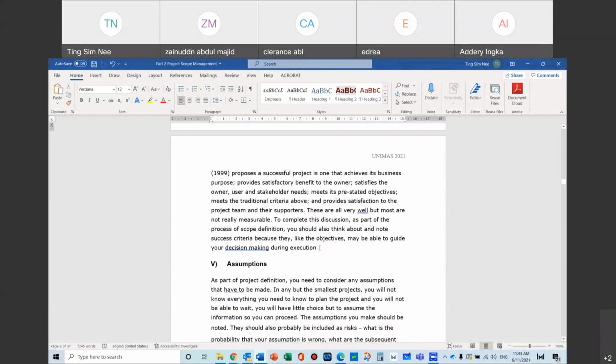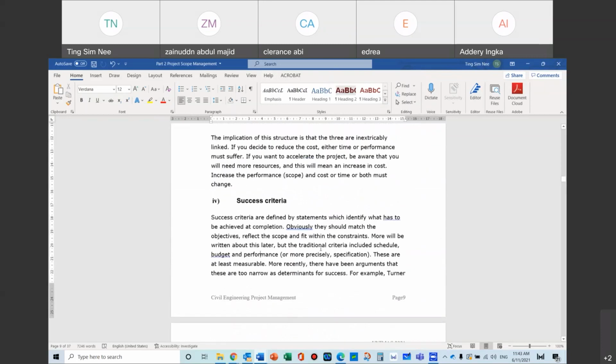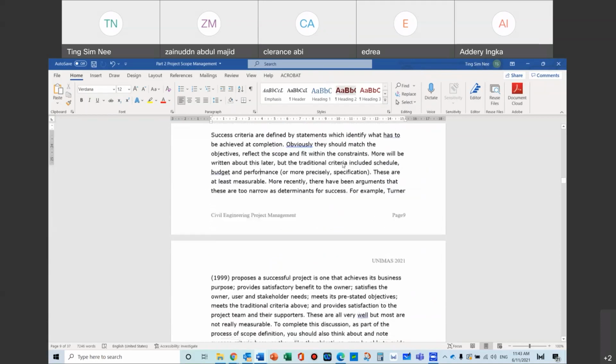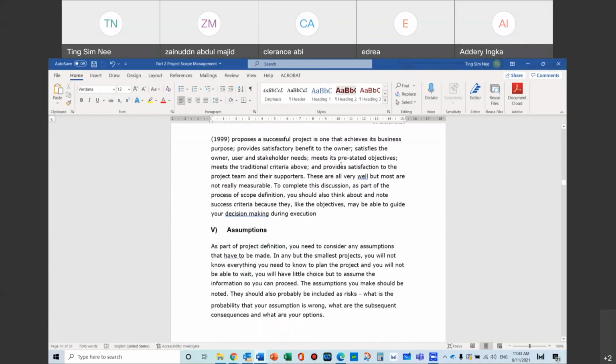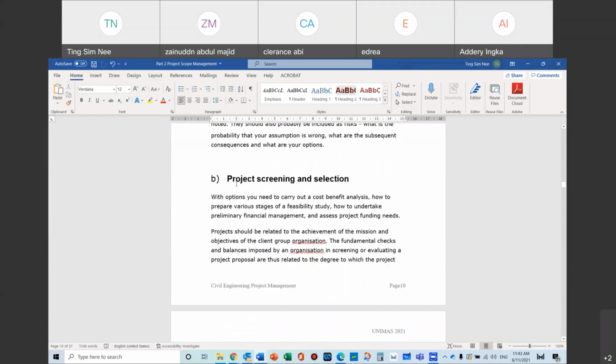option, okay? So once you know that this is the project that you're going to be embarking on, the next question is whether the project is actually feasible, okay? For civil engineering, we like to call it feasibility studies, okay? But I don't know what other industry codes it from. But this bit here, we are going to be focusing on project screening and project selection.